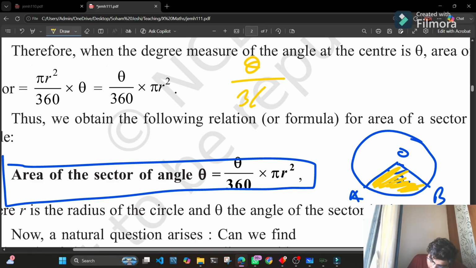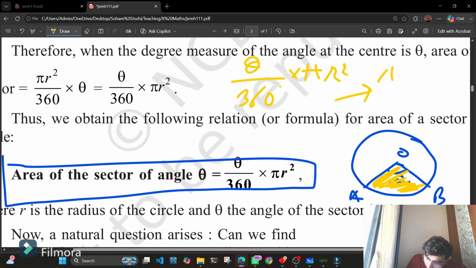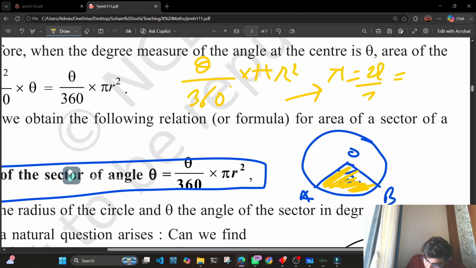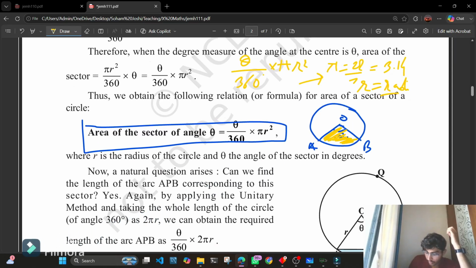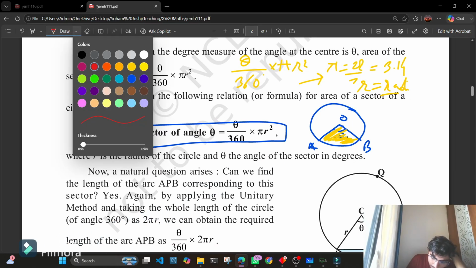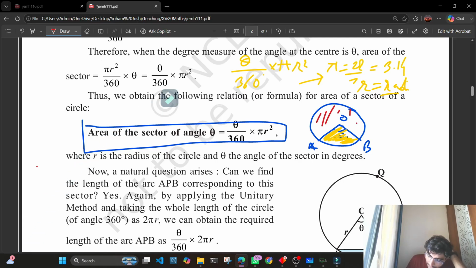theta by 360 degrees into pi r square, wherein the value of pi can be taken as 22 by 7 or 3.14, and r refers to the radius of the circle that would be given in the question. I hope that is clear. So this is the area. And if I want to calculate the area of the remaining portion, I can simply subtract this yellow part from pi r square, because the total area of the circle is pi r square.